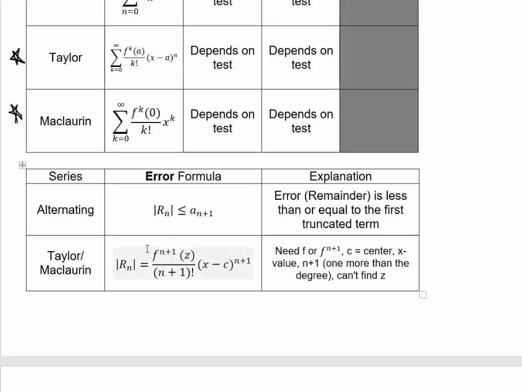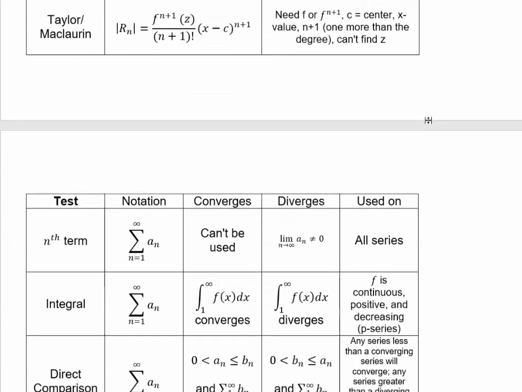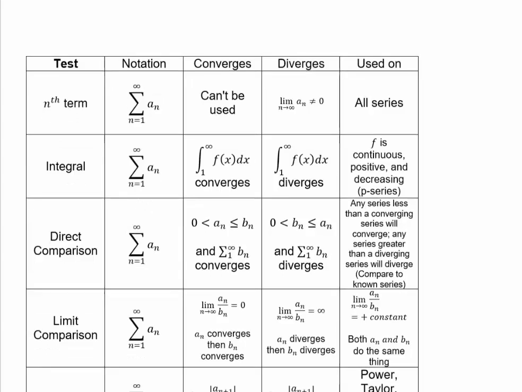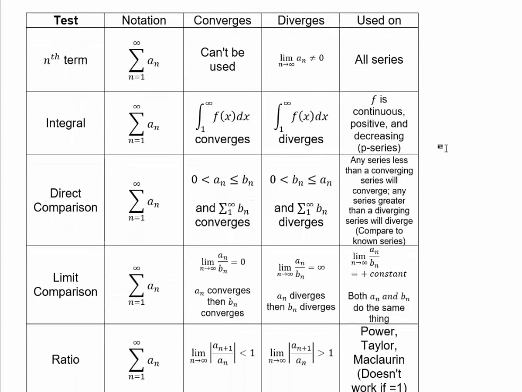So for instance, if it's actually 1.9 and I approximate it to be 2, then I'm off by 0.1. But they're not testing that stuff this year, so you do not need to worry about errors. And then these are some of the different tests that we can do on different types of series. The only one they're doing this year is the ratio test, which is the bottom one.